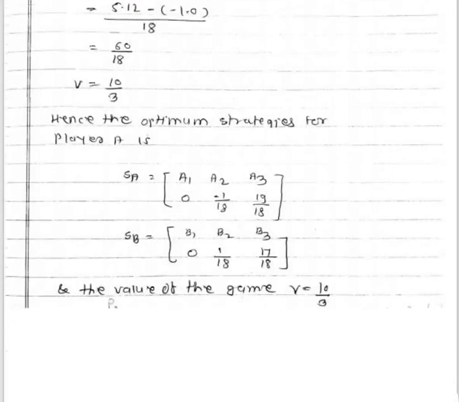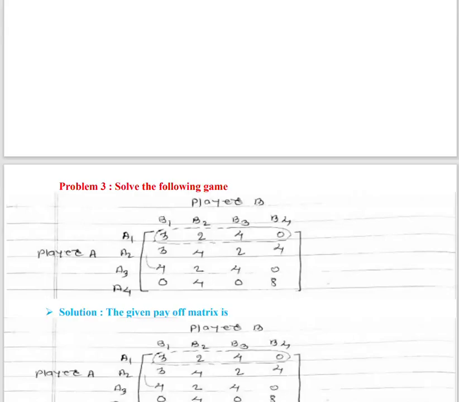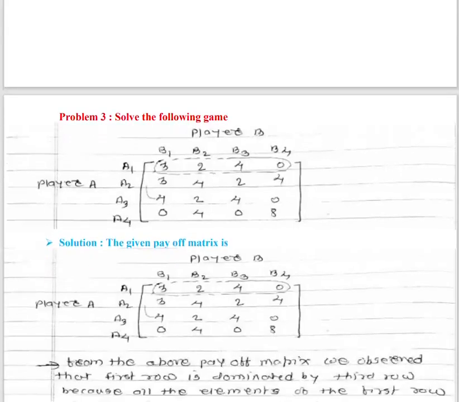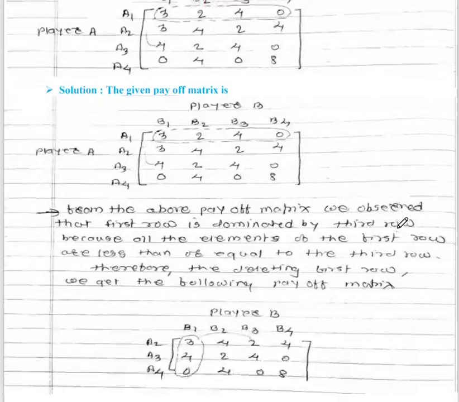Now we will see the third problem of the dominance property. So what is the third problem? Here we have to solve the following game. This is the 4 by 4 payoff matrix. We have to reduce this 4 by 4 payoff matrix by using the first dominance property.